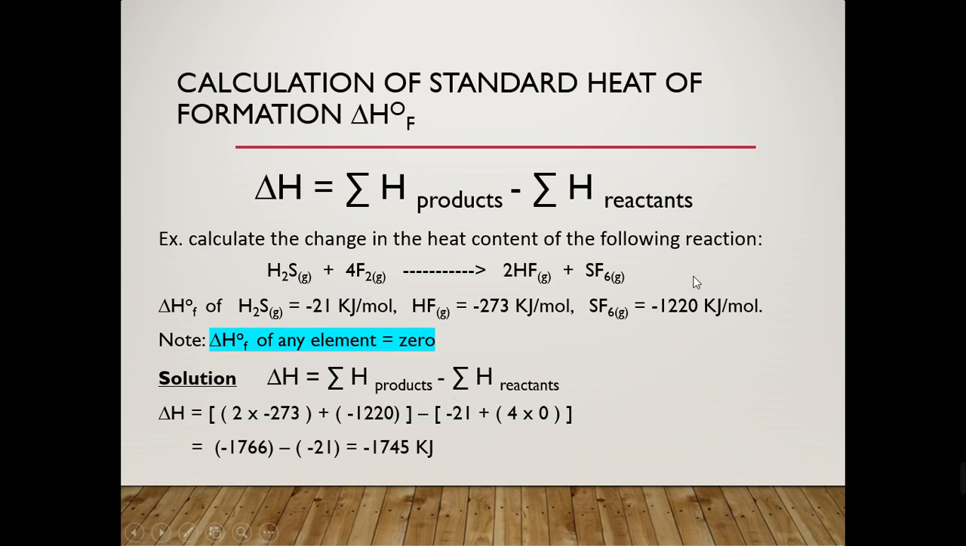By calculating this equation, the resulting delta H of formation or standard heat of formation of this reaction equals negative 1745 kilojoule.